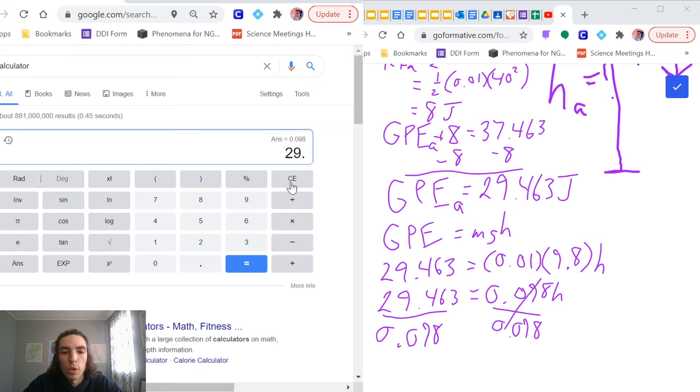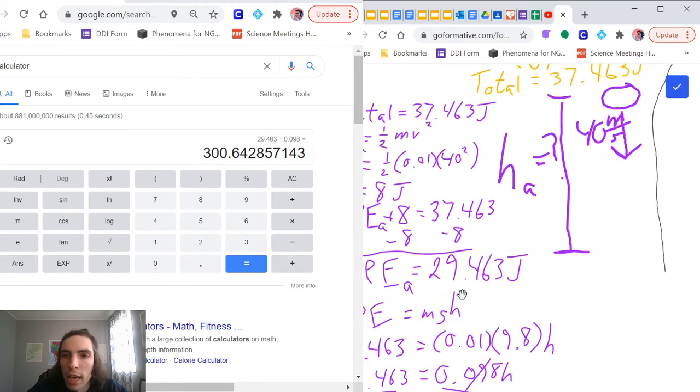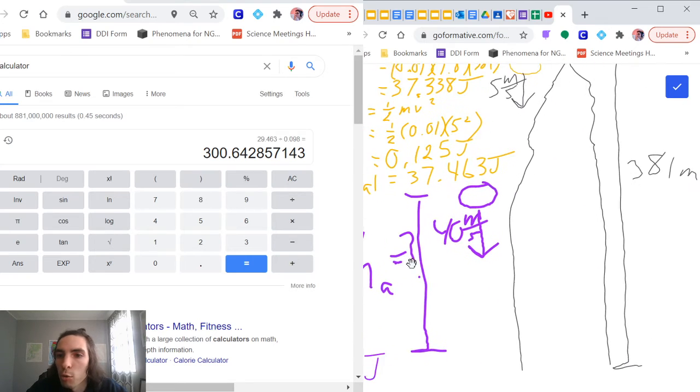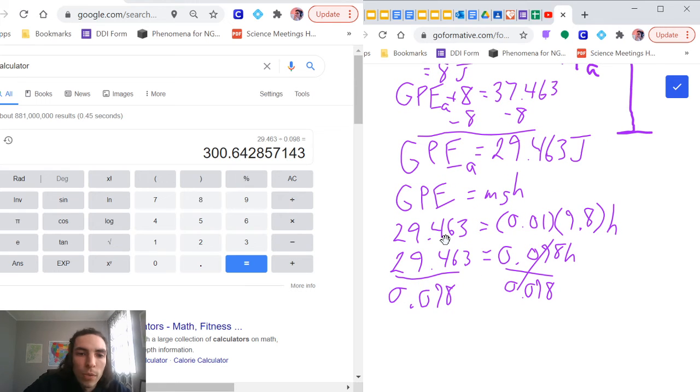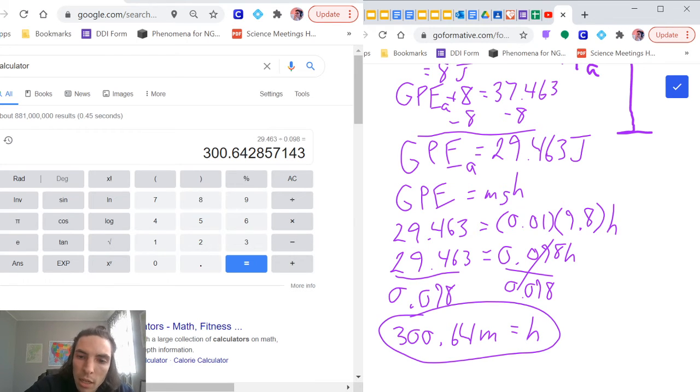So 29.463 divided by 0.098, and we find, oh my goodness, it's barely fallen at all. It started up at 381 meters. I guess it's fallen about 80 meters so far. So the height that we found here, 300.64 meters is that height. And why don't I specify that's the height at part A.